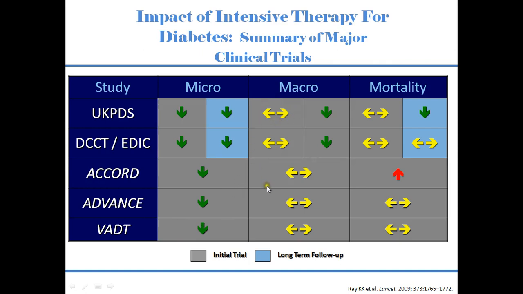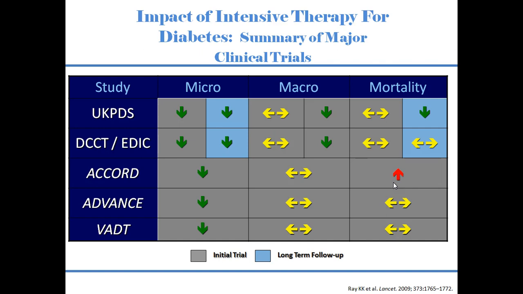But we're not sure about the macrovascular complications, and we are not sure about the mortality as well. It has no significant good or bad effect on mortality. It was also seen in ACCORD that there was excessive mortality by intensifying therapy, and this excessive mortality was actually because of the increased hypoglycemic episodes in these patients. Intensifying the therapy led to hypoglycemias.